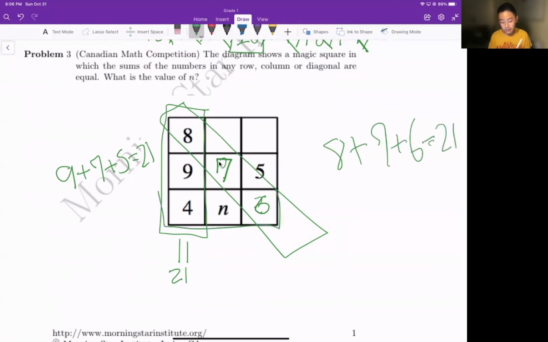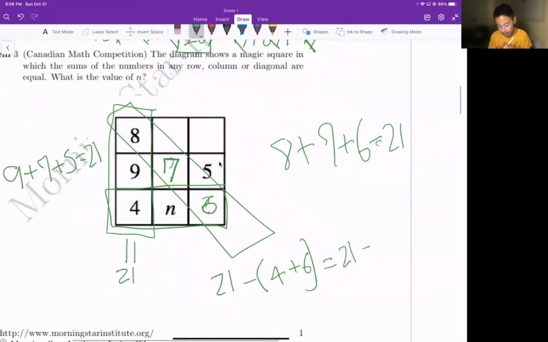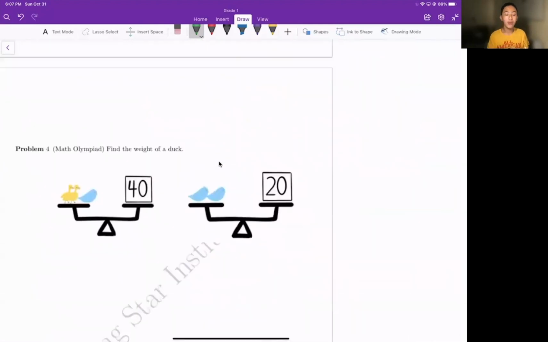And from here on, it's very straightforward. Basically, 21 minus 4 plus 6 equals 21 minus 10, and n should be 11. So n is 11.